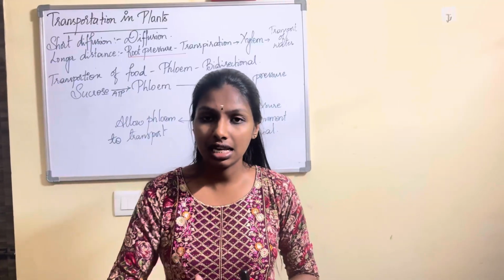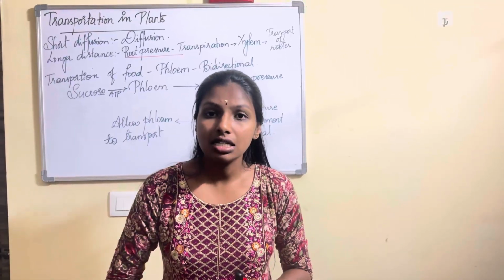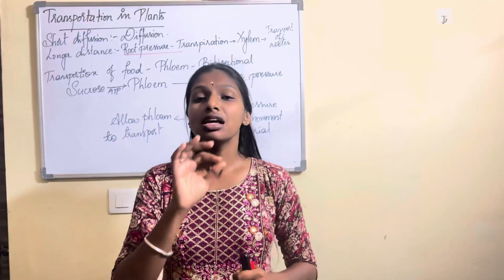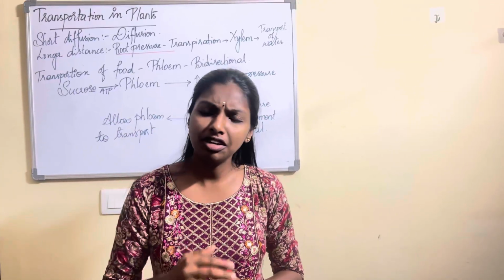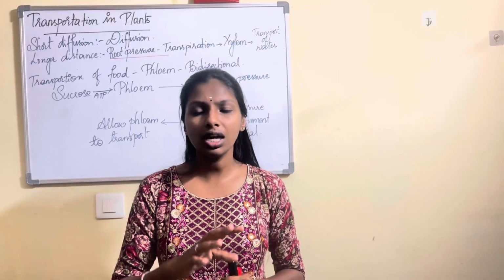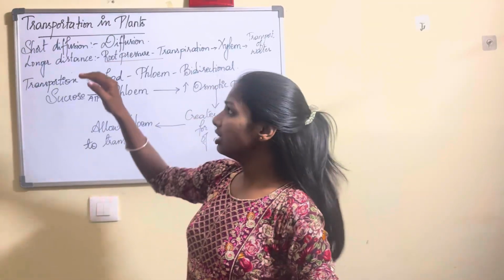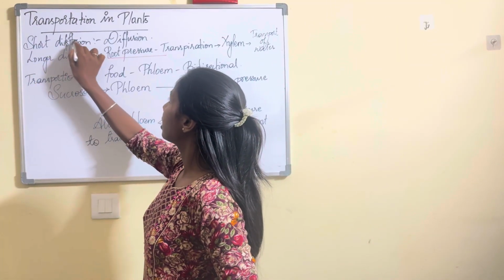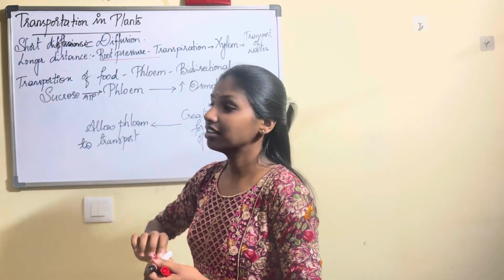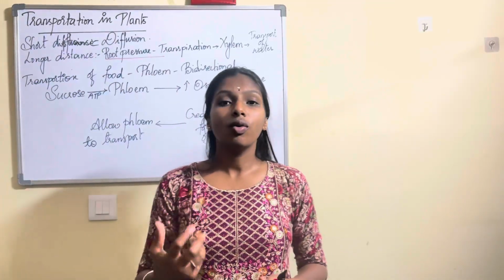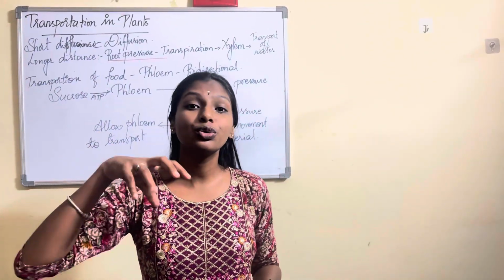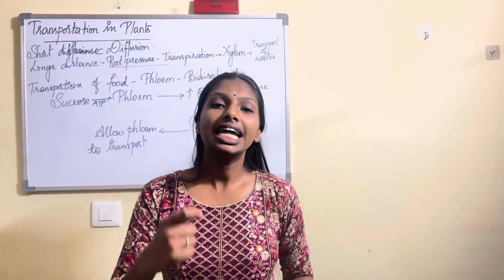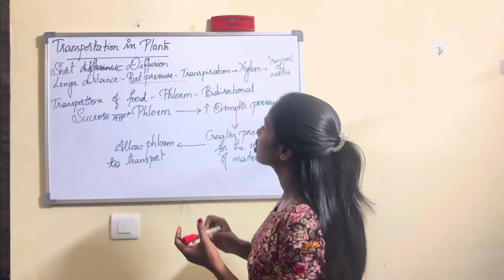You know that xylem is made up of xylem vessels, xylem parenchyma, and xylem fibers. These are the different elements of the xylem. If it is a short distance, it can be done by the diffusion process. But if it is a longer distance, what happens? It creates a root pressure. Once the root pressure is created, it helps in the transpiration process.